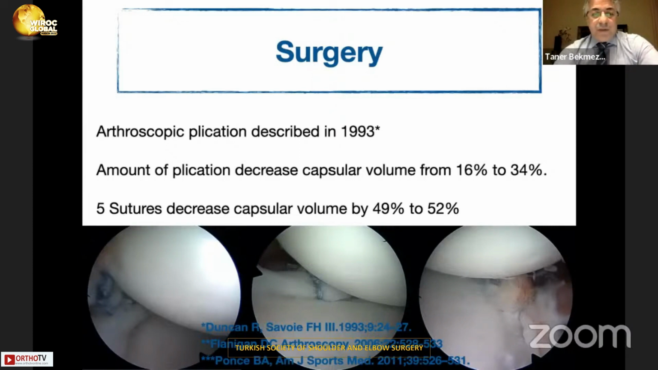How does it work? There are two important studies. The decrease in capsular volume is proportional to the size of the plication. Flanagan et al. showed that increasing plication from 5 to 10 millimeters in every bite led to a decrease in capsular volume of 16 to 34%. Also, increasing the number of arthroscopic capsular plication sutures decreased the capsular volume by up to 52%, according to the study of Pons et al.